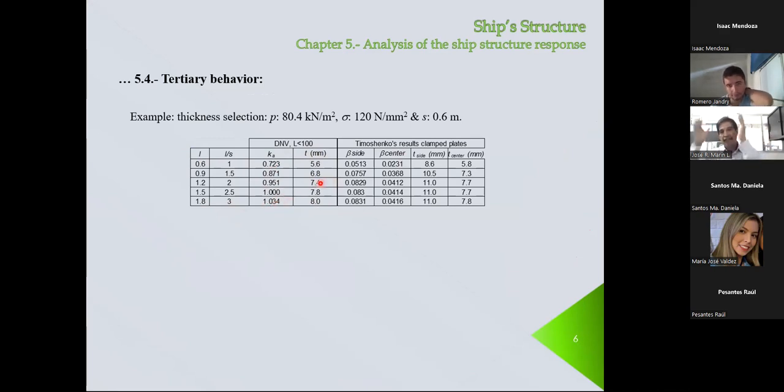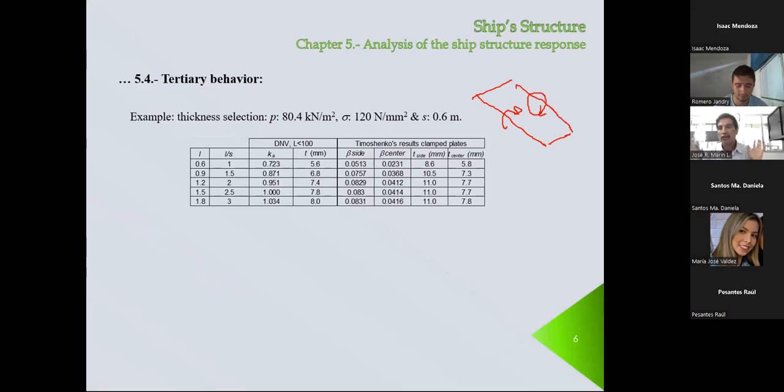Then I look it up in Timoshenko's book. So I could take the values for beta on the side and at the center. This is what we're doing: I'm taking this plate and looking at the bending moment here and in the central part. Remember that the central part is basically half of this value.